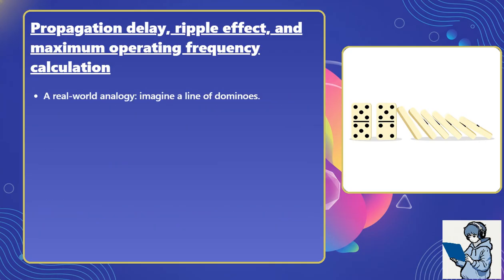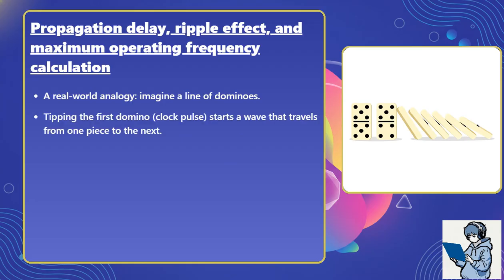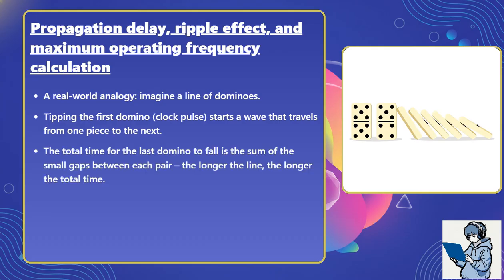A real-world analogy: imagine a line of dominoes. Tipping the first domino, the clock pulse, starts a wave that travels from one piece to the next. The total time for the last domino to fall is the sum of the small gaps between each pair. The longer the line, the longer the total time.